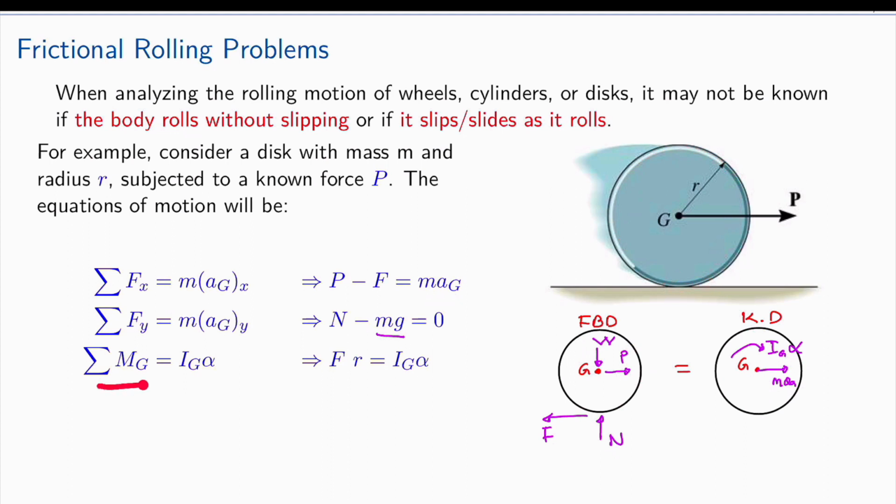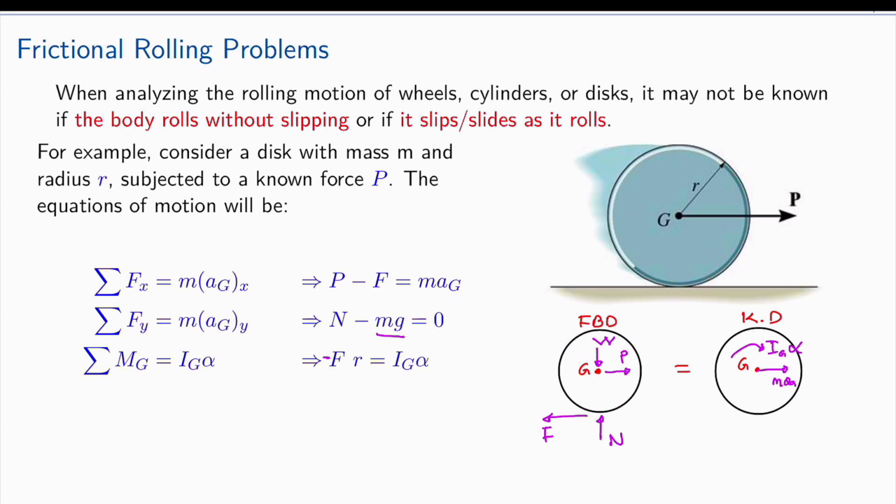And our sum of moments with respect to the center of mass is equal to the moment of inertia multiplied by alpha. So the moments are the moments of this force, so we are taking moments with respect to G. The force is making this rotate in this direction, so it's a negative moment. So let me put the negative moment multiplied by r, and r, let me draw it in a different color here, is this radius r.